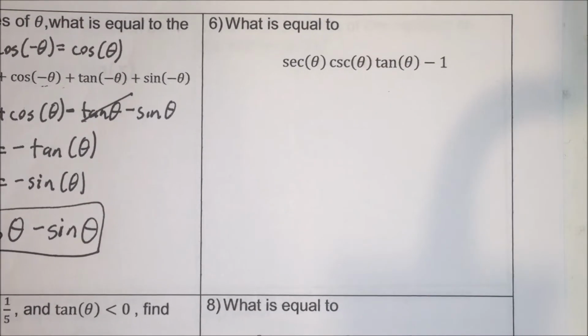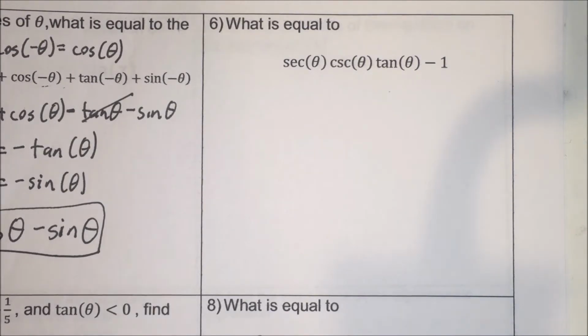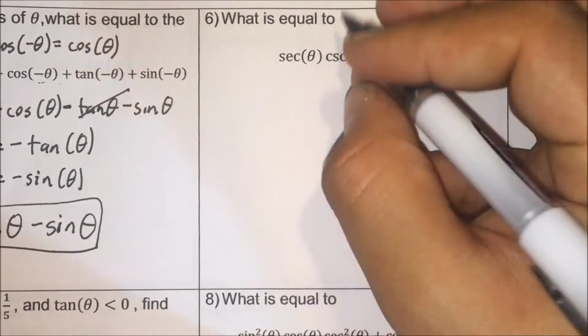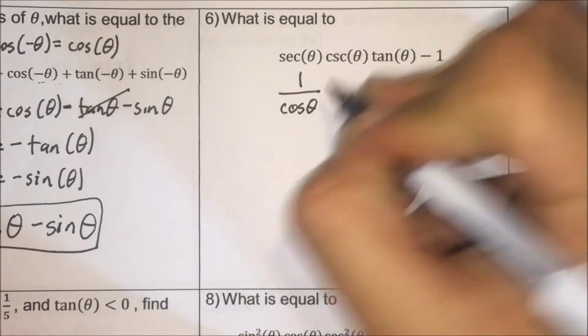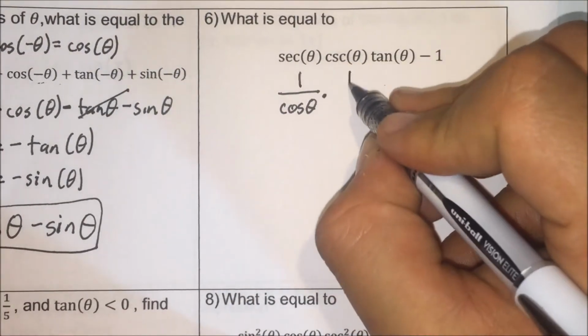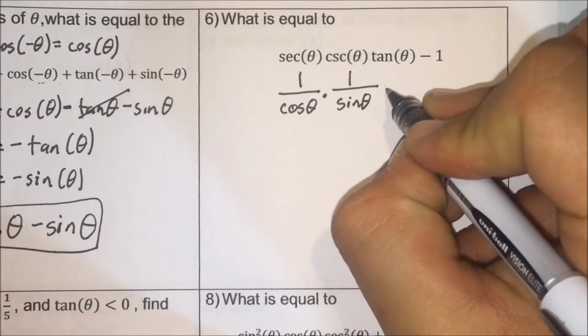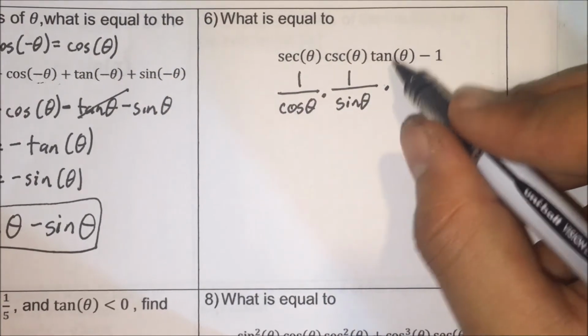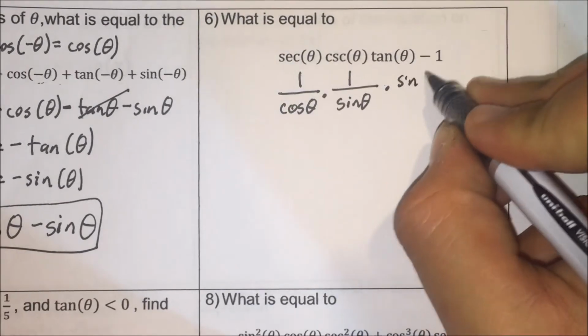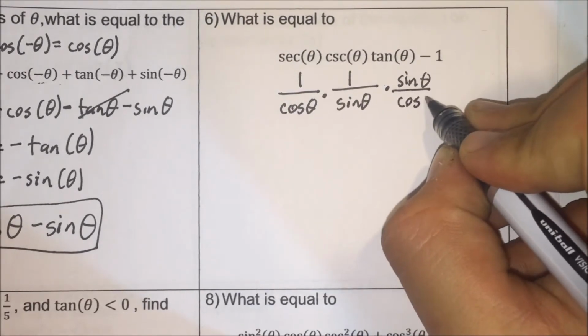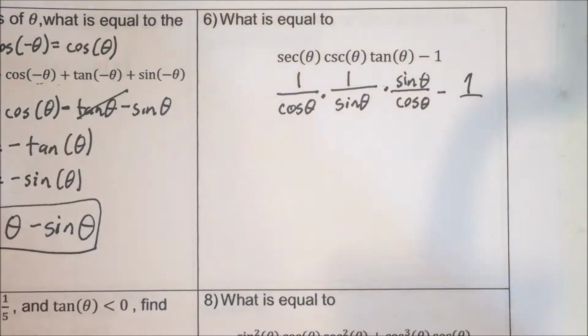Okay, let's look at 8. We're asked, what is secant times cosecant times tangent minus 1 equal to? Remember the main strategy in doing trigonometric identities is you want to turn everything into sine and cosine if it's not already. So secant, we talked about earlier, is just 1 over cosine. Cosecant is 1 over sine. And tangent is just sine over cosine. And then remember we have a minus 1 trailing behind everything.